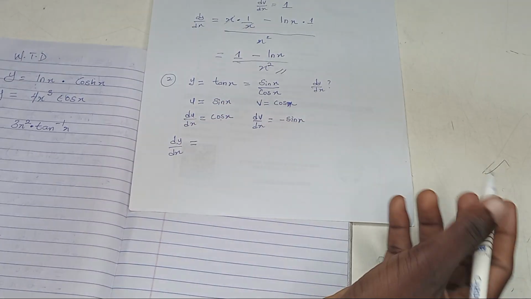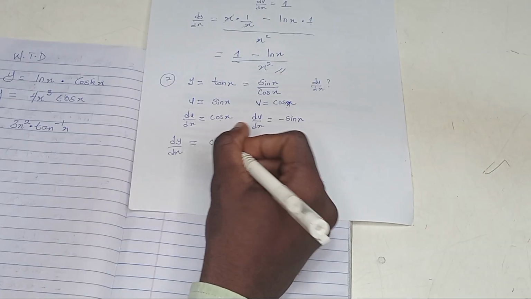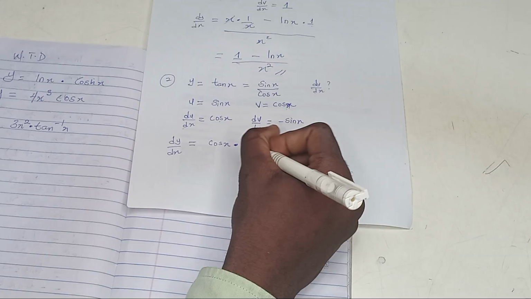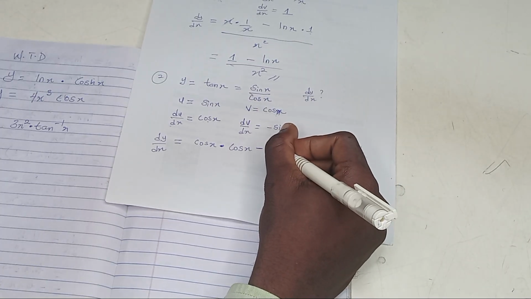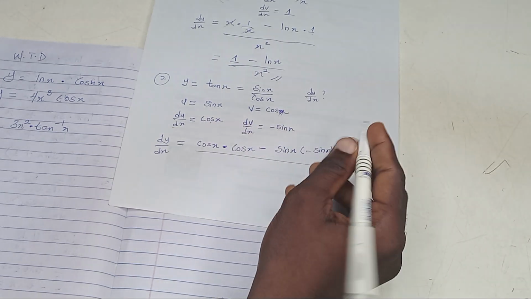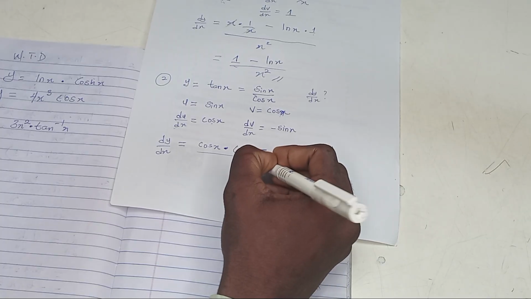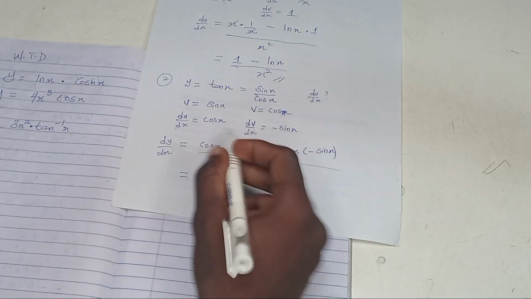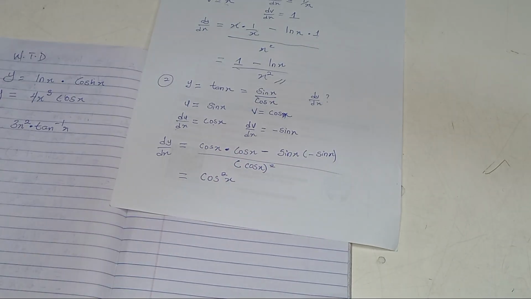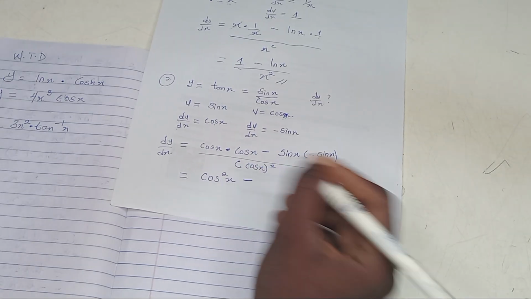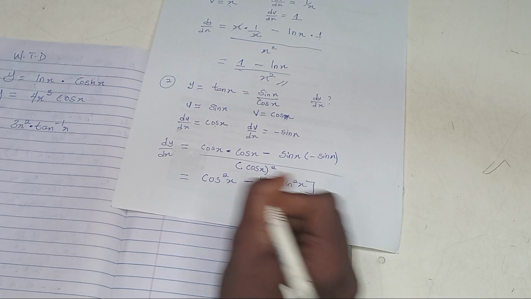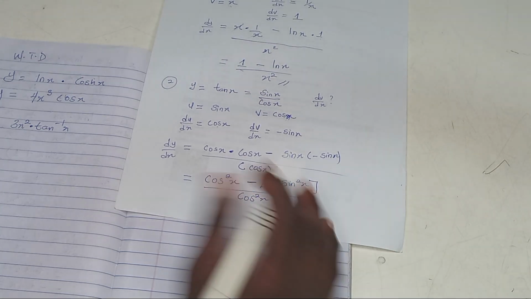So v is cos x, times du dx, which is cos x, minus u, which is sin x, multiplied by minus sin x, everything over v squared, which is cos x all squared. cos x times cos x is cos x all squared, written as cos squared x. Then the numerator becomes cos squared x minus minus sin squared x, over cos squared x.